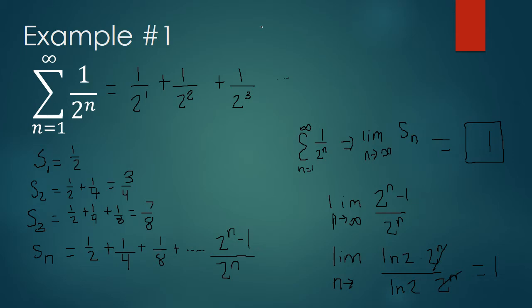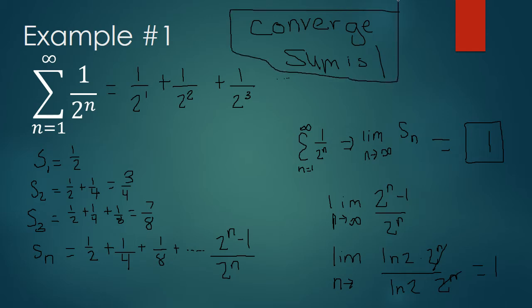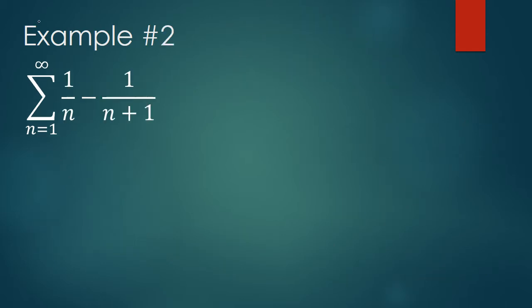So here we go. We would write that this converges, and it converges because the limit of the sequence exists. And we will say that the sum is 1. So that'll be our final answer right there. Okay, here we go. Let's look at the next example.